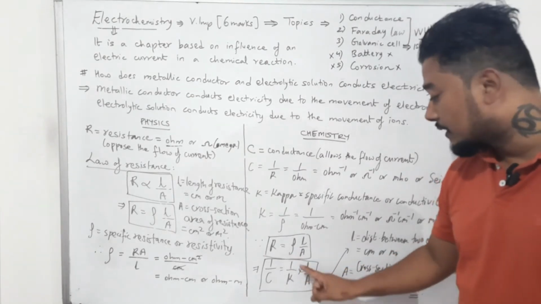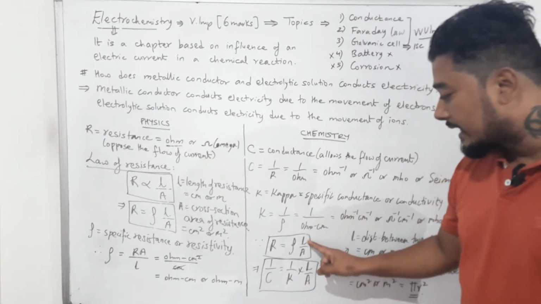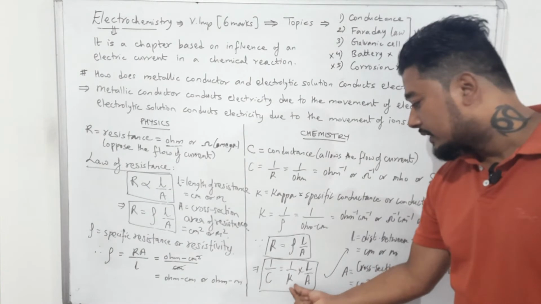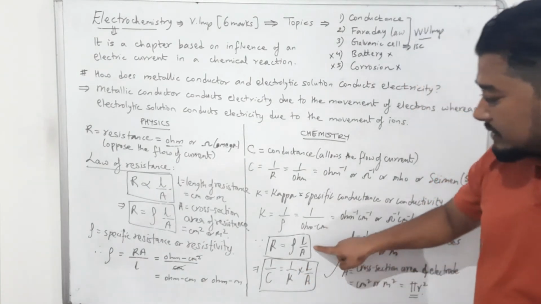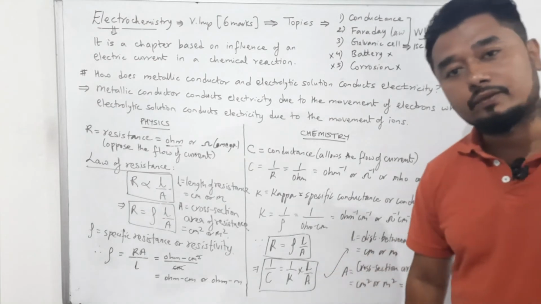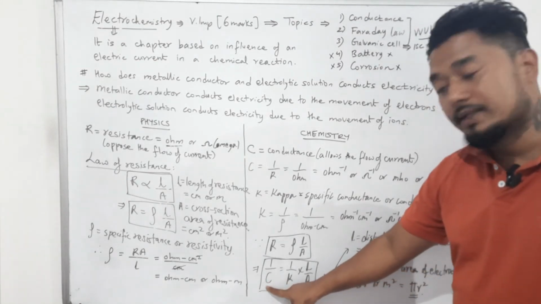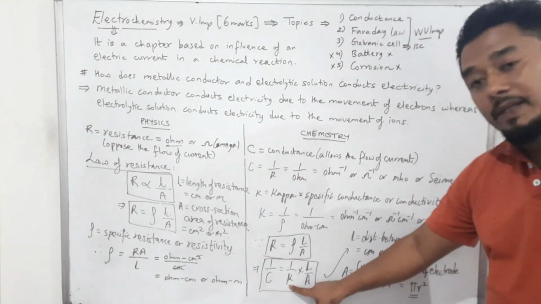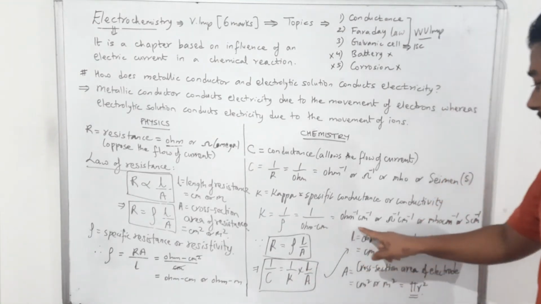Resistivity can be written as 1 upon conductivity, whereas L by A is the same. So 1 upon kappa is into L by A. If this is the formula of physics, students, then this is the formula of chemistry. Here C means conductance, and kappa means specific conductance or conductivity, with units as shown.